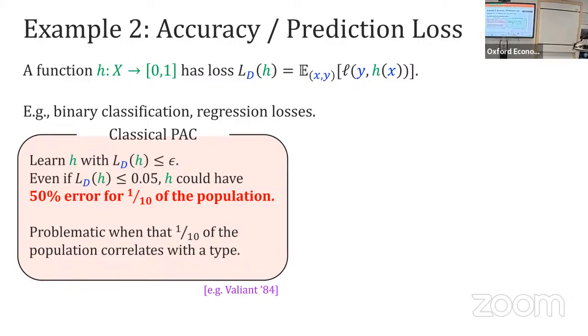This is not problematic if this was some random 10% of people. You have to make mistakes, we understand that. It's much more problematic if that 1/10 of the people is correlated with those features that we wanted to protect.